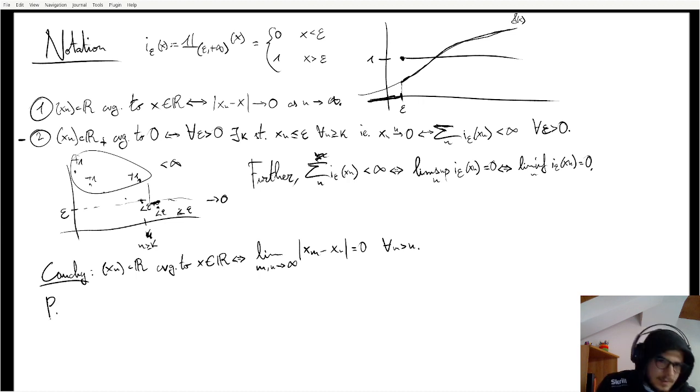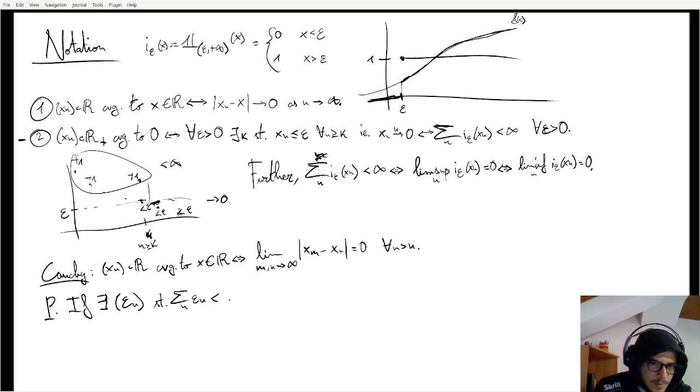And now we have a proposition which says that if there exists a positive sequence epsilon n such that the sum of the terms of this sequence is finite, and the sum over n of the indicator of epsilon of this thing here, xn plus 1 minus xn, converges, then the sequence is converging.